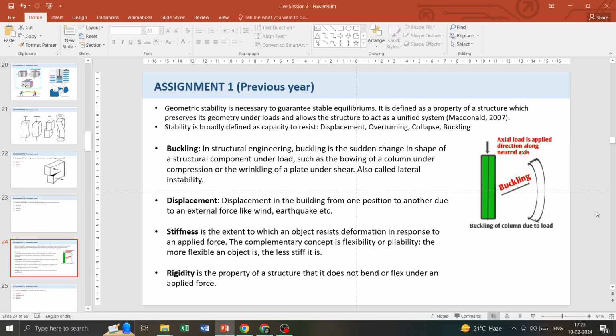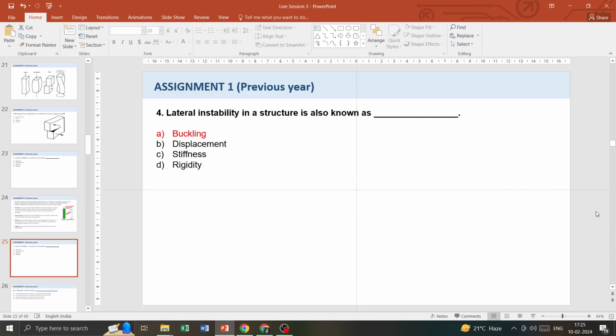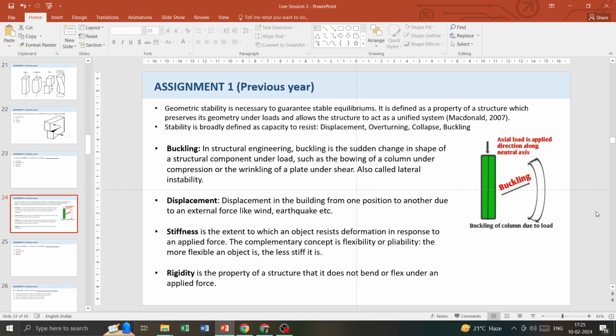Flexibility means that you put pressure on an object and it changes shape, but it comes back to its shape also. Then rigidity. Rigidity is the property of a structure that it does not bend or flex under an applied force. So our answer is buckling. Lateral instability in a structure is also known as buckling.